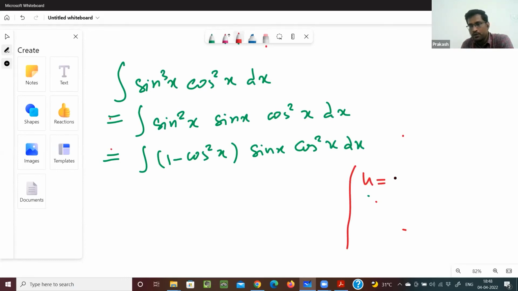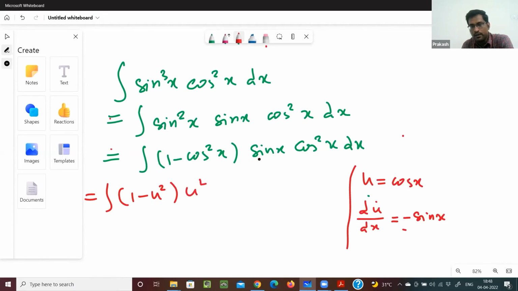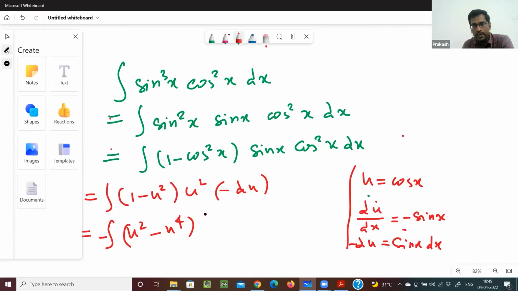Here we can take u equal to cos x. If we take u equal to cos x, then du by dx is nothing but minus sin x. Then this integral we can rewrite as 1 minus u square, since cos square is u square, and sin x dx we can rewrite as minus du. We just need to substitute here. So this is minus of the integral over u square minus u power 4. Here the minus we can take out.